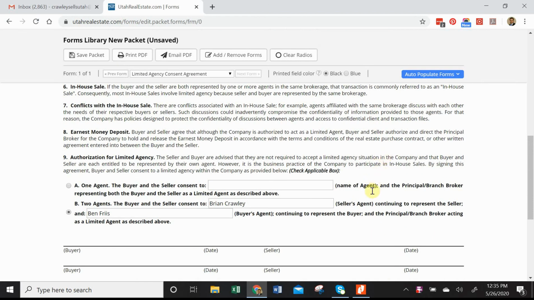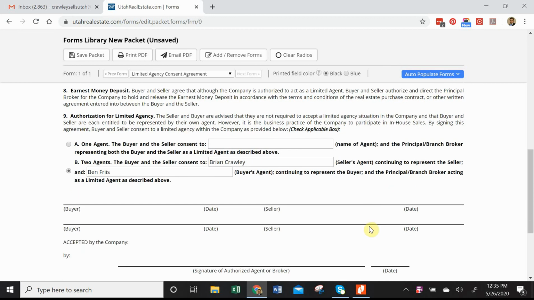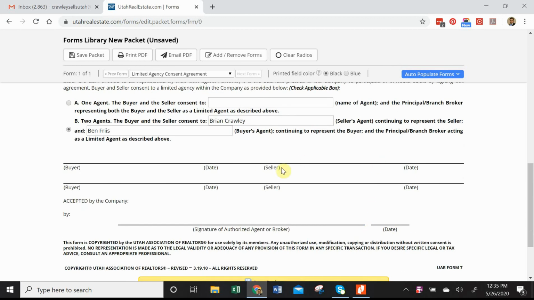But I can't stress this enough. Make sure this is signed prior to submitting an offer. You don't want any surprises, anything that could put liability on your shoulders or any type of risk on your shoulders. Just avoid it. Get it signed by your clients, get it signed by their clients, and then you sign it yourself.